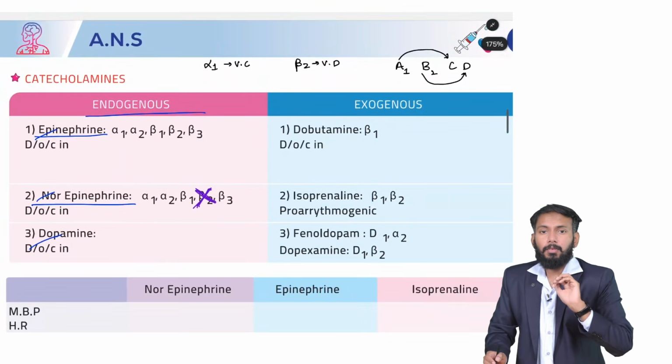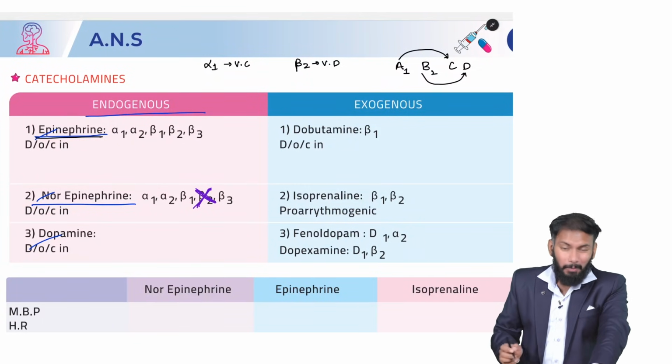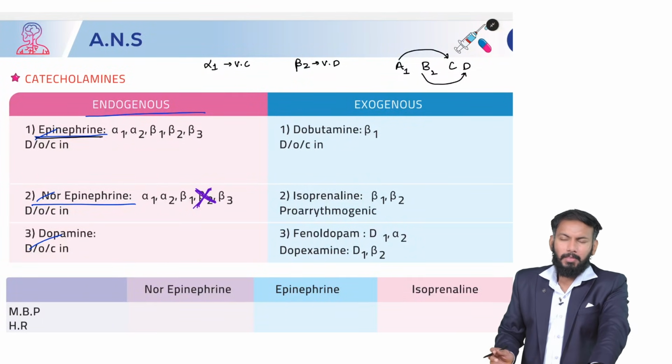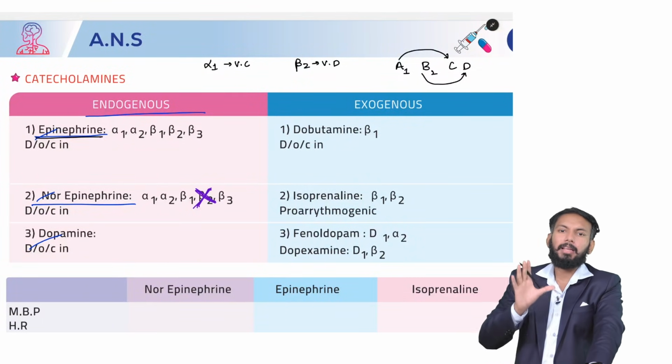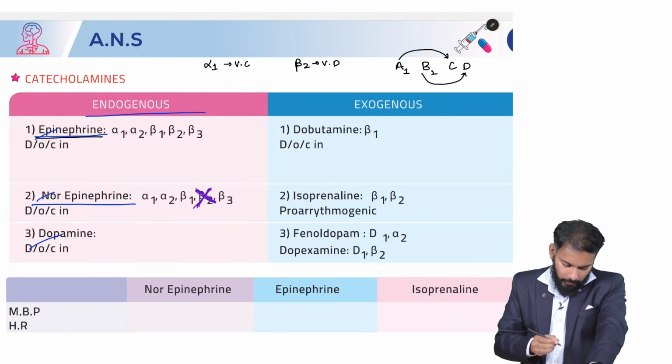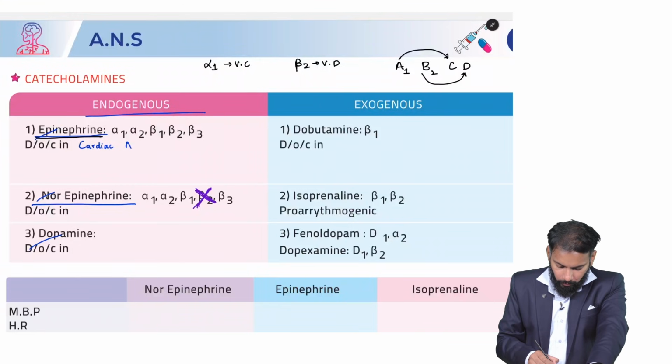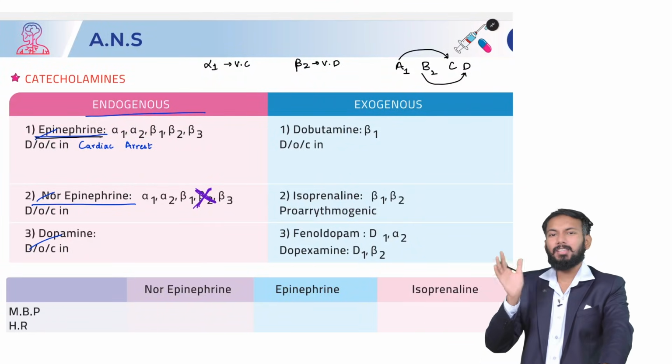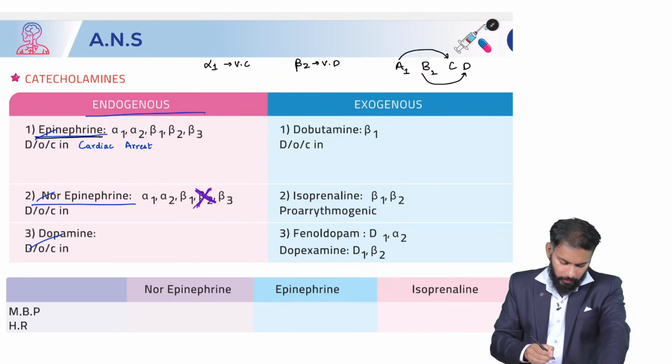Now, see here, epinephrine is a potent cardiac stimulator. That means it works mainly on the heart. So it is drug of choice in cardiac arrest. Since it is a potent cardiac stimulator, it is drug of choice in cardiac arrest.